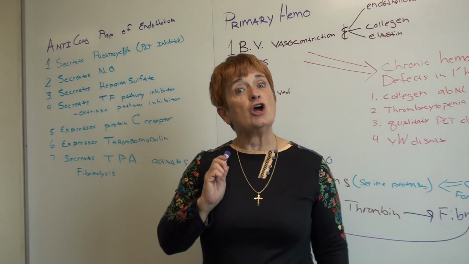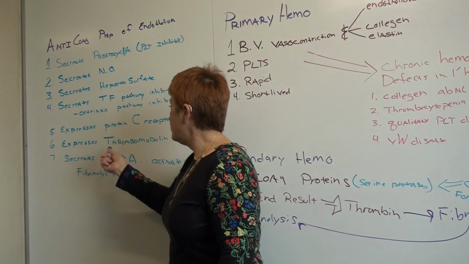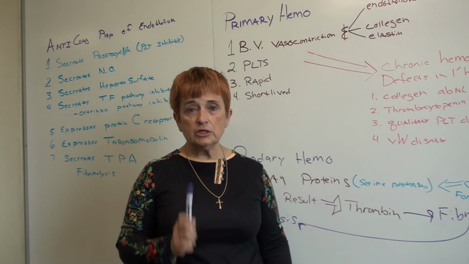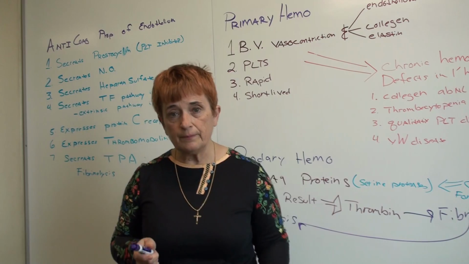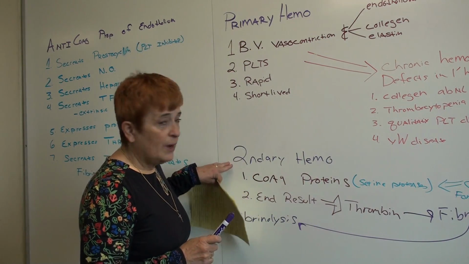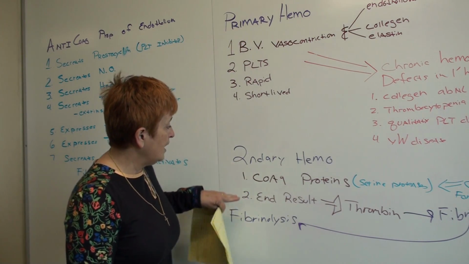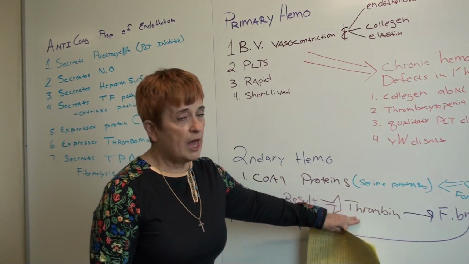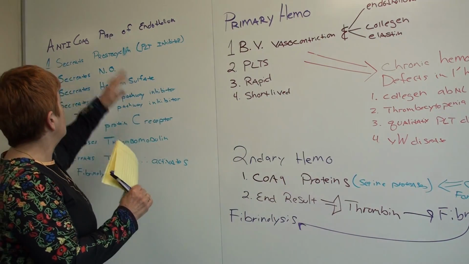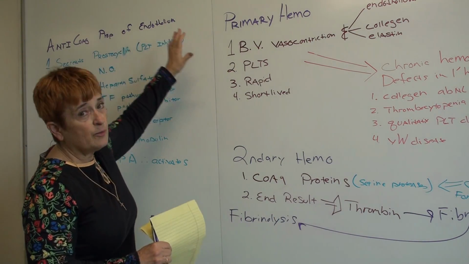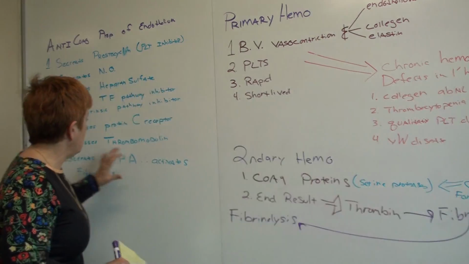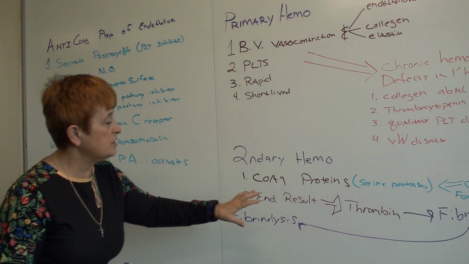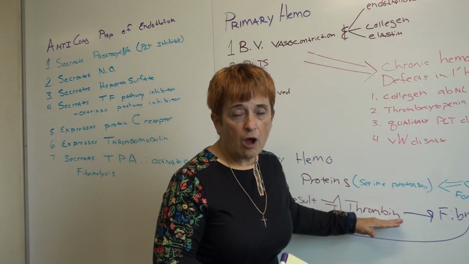All right. It also expresses thrombomodulin. Well, what in the world is thrombomodulin? Well, we'll get to thrombomodulin in a little bit. But remember, what is my end product over here? My end result is thrombin, right? But this is to make a clot. But we're talking about anticoagulation properties of the endothelium. And it expresses thrombomodulin, which is going to help chop up any thrombin if it's there.